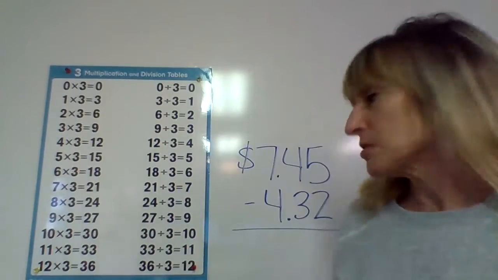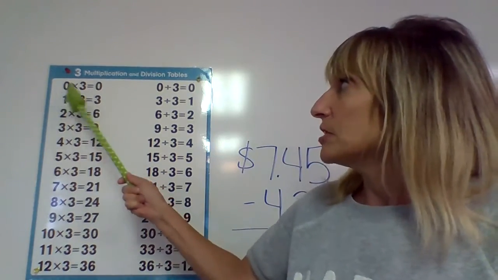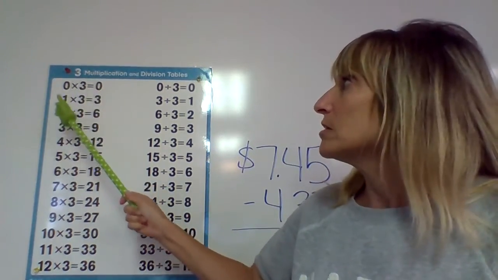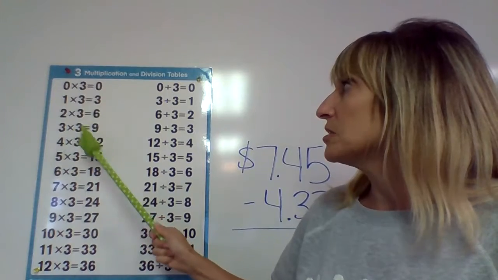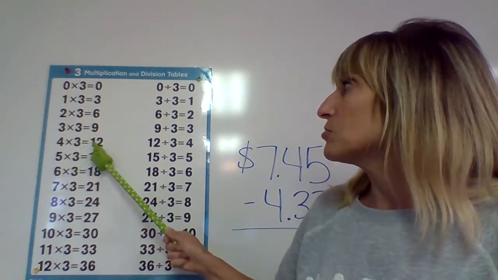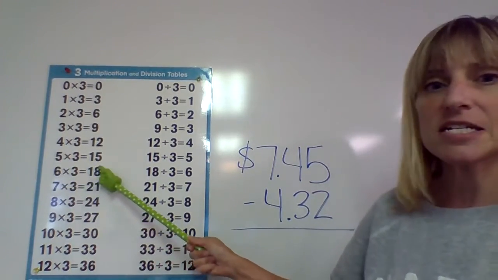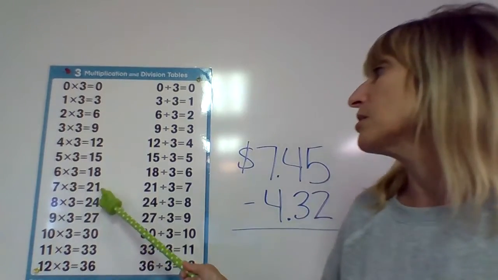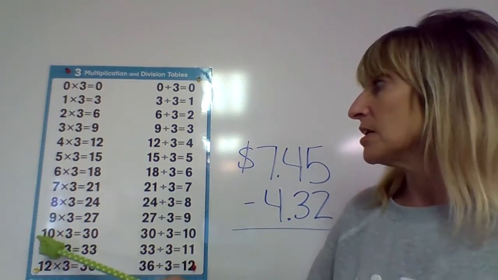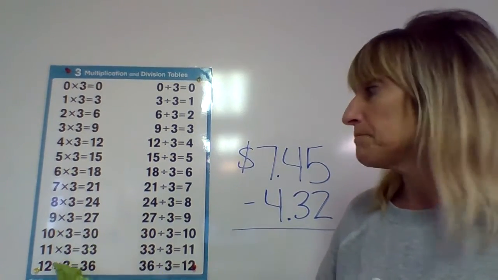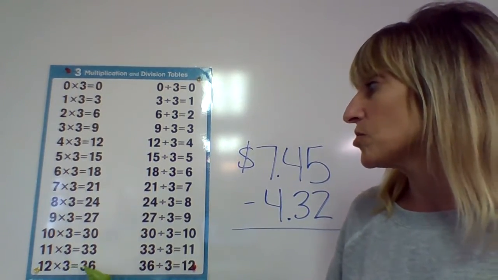So the first thing we're going to do is review our 3 times tables, okay? 0 times 3 is 0. 1 times 3 equals 3. 2 times 3 equals 6. 3 times 3 equals 9. 4 times 3 equals 12. 5 times 3 equals 15. 6 times 3 equals 18. 7 times 3 is 21. 8 times 3 is 24. 9 times 3 is 27. 10 times 3 equals 30. 11 times 3 equals 33. And 12 times 3 equals 36.